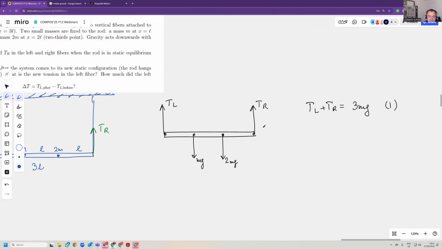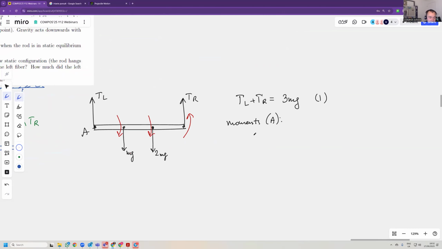Okay, so now we take the moments about point A. Moments about point A. And you can see that this force produces a moment clockwise. This force produces a clockwise moment, and this force produces an anti-clockwise moment. So you have moments about point A. You have mg multiplied by L. That's the moment of mg, because that's L, plus 2mg times 2L. So that's the moment of this force.